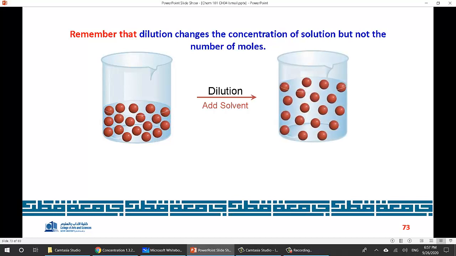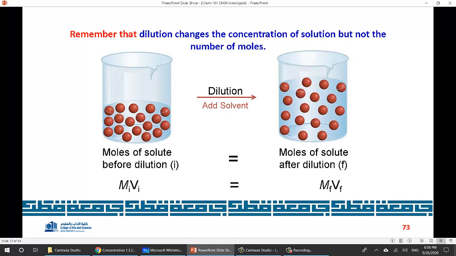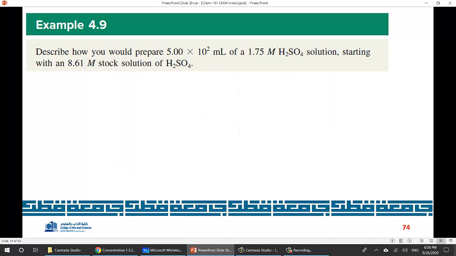So here we have dilution. You can just bring a solution and add water, and that will give you a diluted solution. The idea of dilution is that the number of moles before is equal to the number of moles after, and because the number of moles is equal to M times V from the definition of molarity, we say that M1V1 is equal to M2V2, or M initial V initial is equal to M final V final. This is the dilution formula that we use to solve dilution problems.